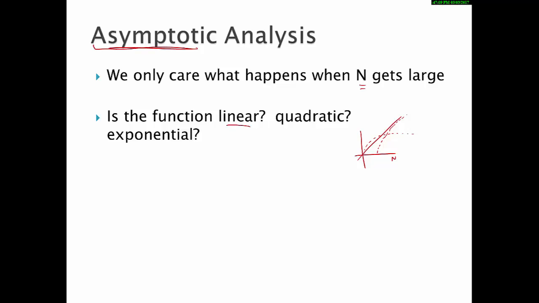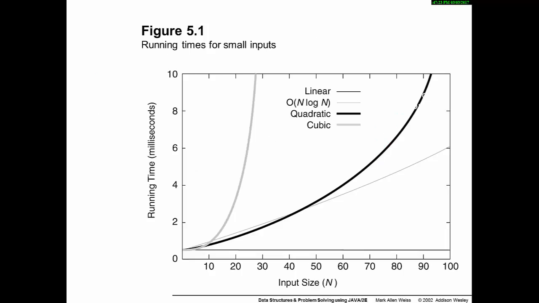What we want to know is: is it going to be linear, like sequential search through an array? Is it going to be quadratic, like some sorting algorithms? Is it going to be exponential? Oh goodness, that would be horrible. But we care about the main idea. So why do we care? Well, look at how fast they grow compared to each other.